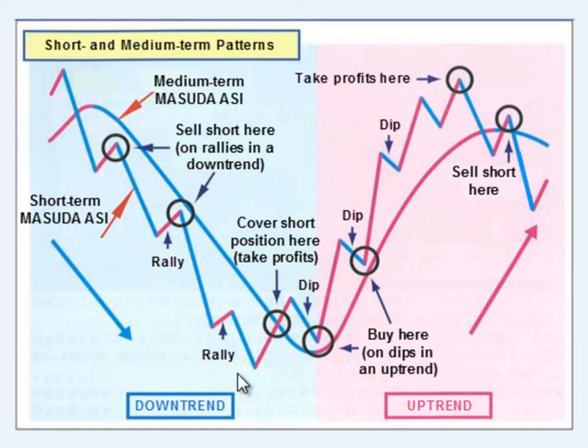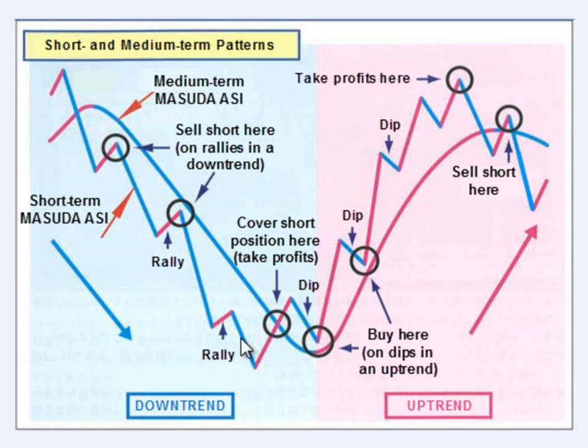Now, let's study the relationship between the short-term and the medium-term Masuda Ashi lines a bit more. You can see here that in this overall downtrend where the medium-term line is blue, the short-term Masuda Ashi line has on occasion these small rallies where although it is declining in general, it sometimes pulls back or rebounds slightly, but usually it encounters resistance at the medium-term line and will stay below the medium-term line, continuing in the downtrend.